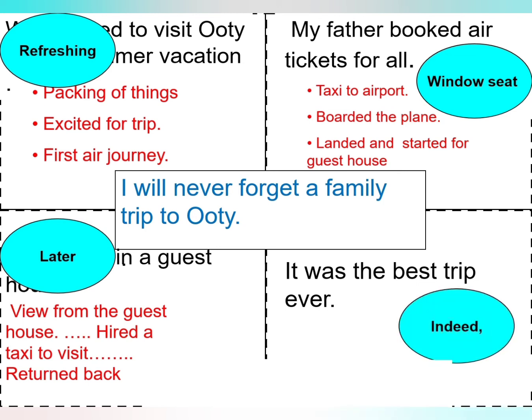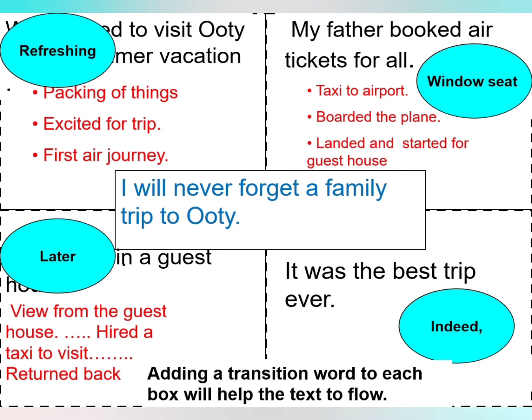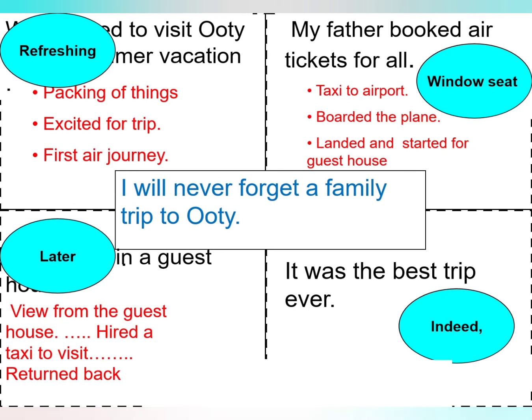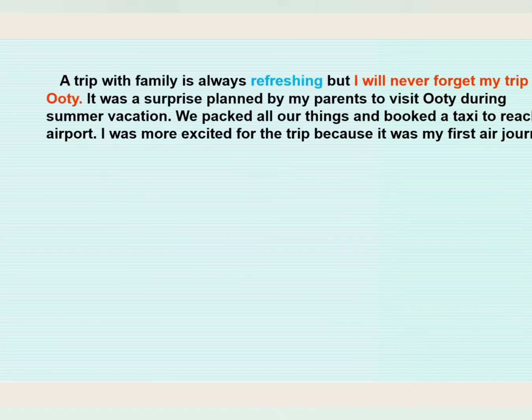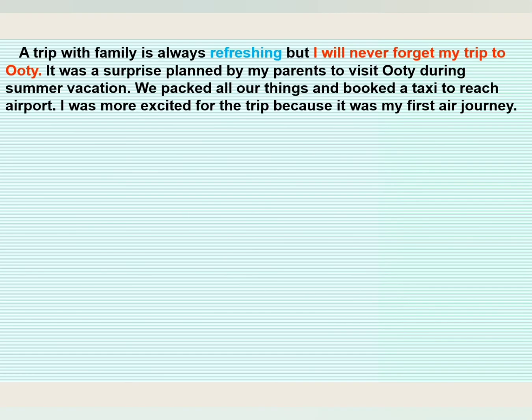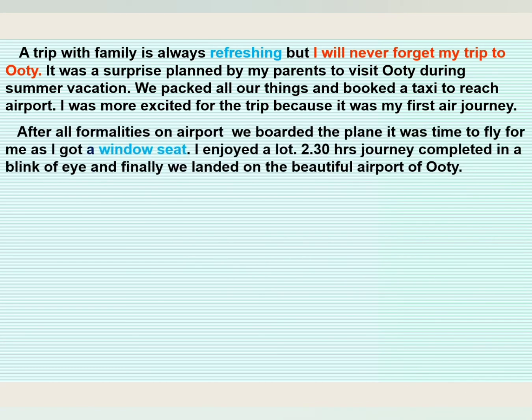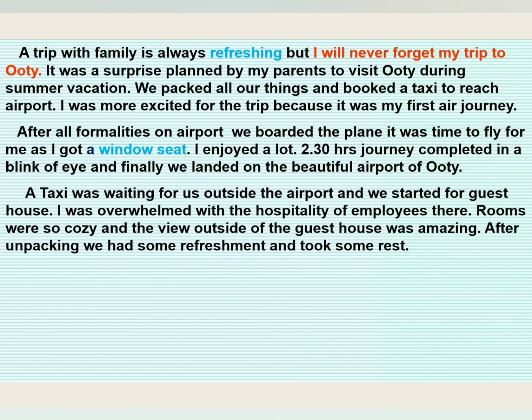Basically, the topic has been divided into 4 parts. These 4 parts will be used to frame the sentences to write a composition or an essay. So using the topic sentence, supporting sentences, detailed sentences, transition words and the feeling sentence, we can frame the lines, and those lines can be used to write an essay or a composition or a paragraph.